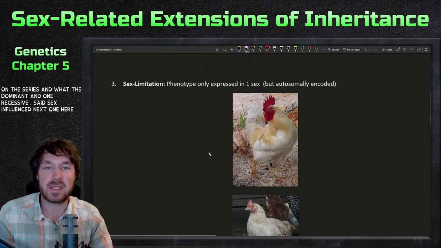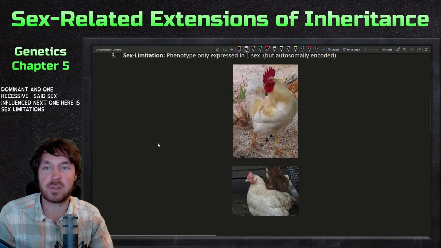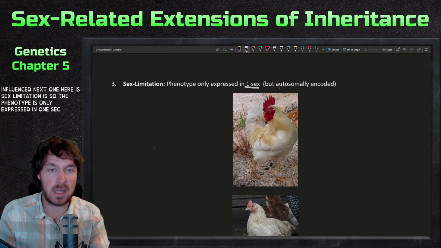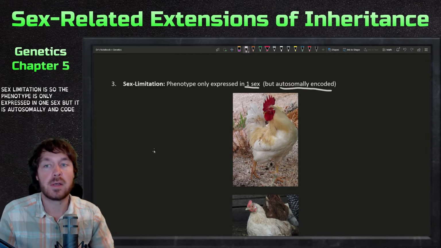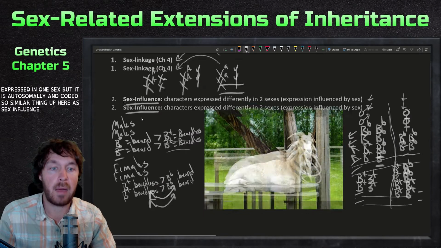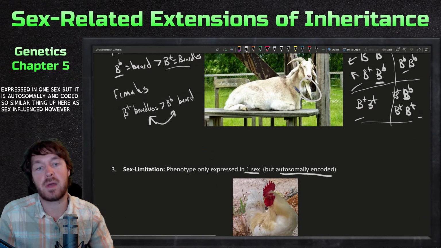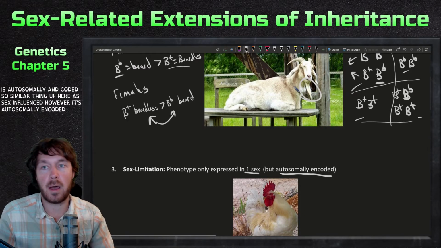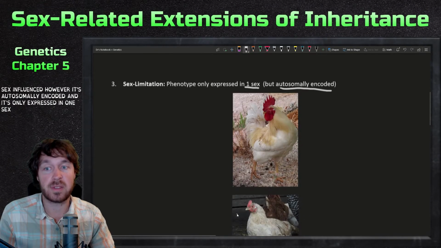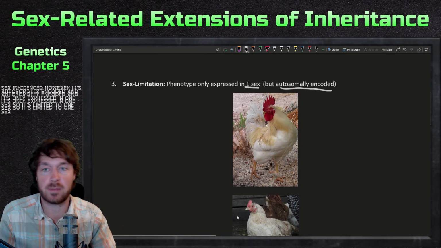Next one here is sex limitation. You see some roosters and a chicken. So the phenotype is only expressed in one sex, but it is autosomally encoded. So a similar thing up here as sex influence. However, it's autosomally encoded, and it's only expressed in one sex. So it's limited to one sex, which is what that means.